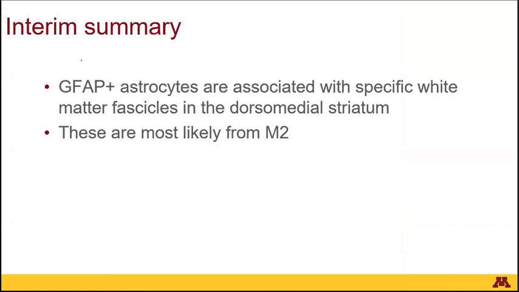So I would like to summarize what I've told you so far. HD mice have more GFAP positive astrocytes than wild types, and they're all located in the dorsal medial corner of the striatum. They appear to be associated with low aggregate load, but that was explained by white matter. GFAP positive astrocytes are associated with white matter, and white matter has a low aggregate load. And most importantly, GFAP positive astrocytes are associated with specific white matter fascicles in the dorsal medial striatum, and they're most likely coming from M2.